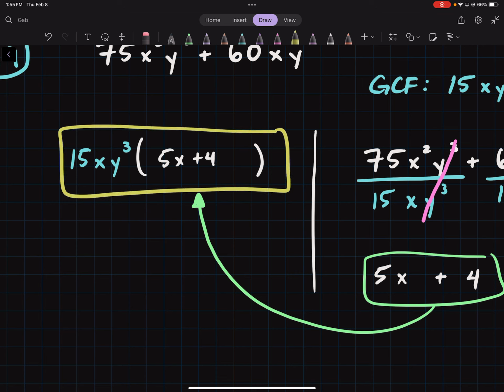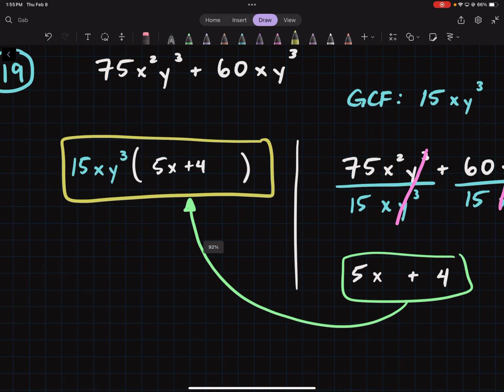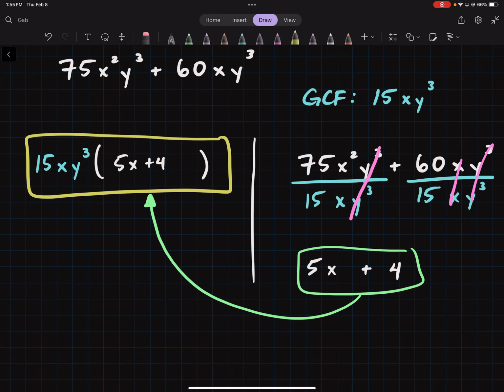Okay, so double check your solutions. It should be that. I crossed out the y cubes.